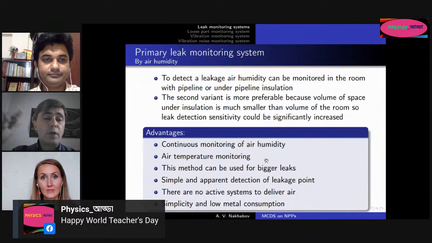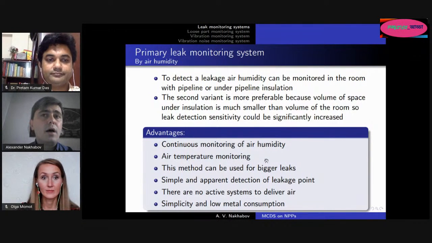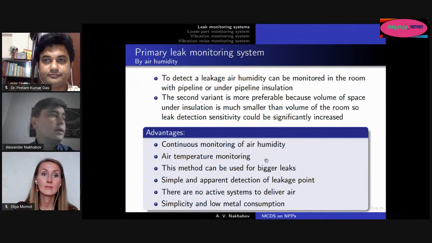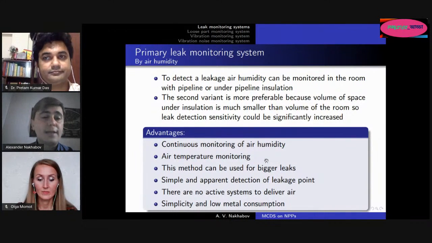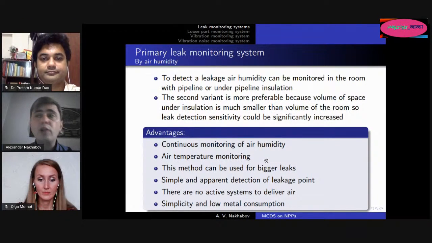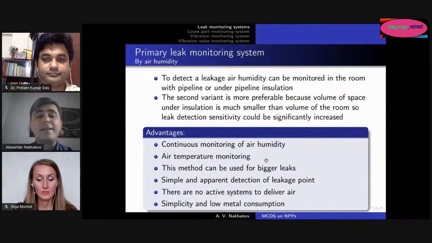And of course, if we have special sensors to measure humidity, and the sensors are located alongside the pipeline, in this way, using data from these sensors, we can monitor the possible initiation of this leakage, and moreover we can get information about the location of this crack, because location is very important.